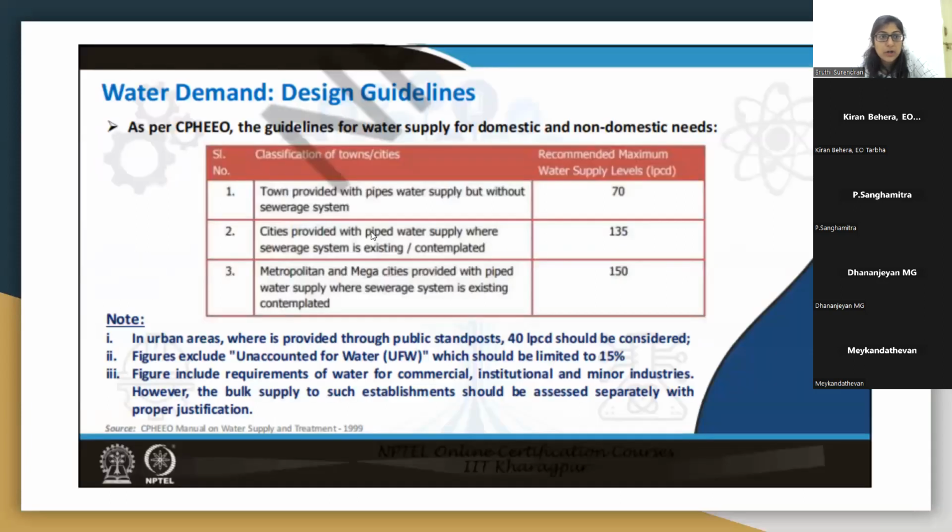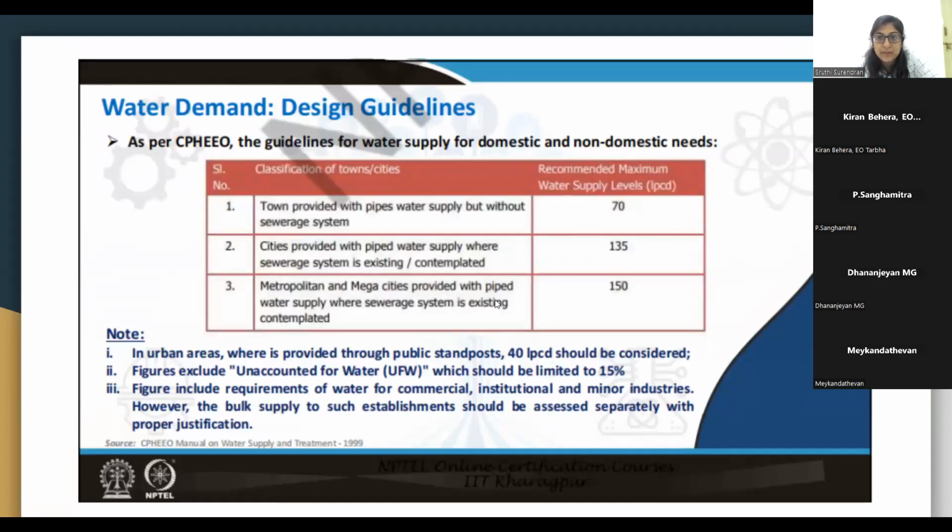So, according to CPHEEO guidelines, these are the recommended maximum water supply for domestic and non-domestic needs. Towns provided with piped water supply but without a sewerage system, the recommended level is 70. Cities provided, it is 135. That is the domestic requirement that we had calculated. You can remember it like that. Cities provided with piped water supply where a sewerage system is existing is 135. Metropolitan cities, it is 150. So the lowest here is town only. So the answer that you provided is correct.